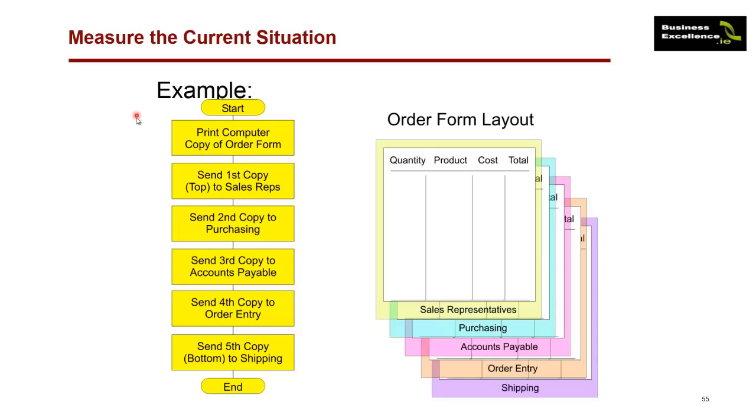So when the order is printed, they print the computer copy of the order form. The first copy goes to sales reps, the second copy goes to purchasing, the third copy goes to accounts payable, the fourth copy goes to order entry, and the fifth copy goes to shipping. And this is what the order form looks like. It's a carbon copy form, and on the form it has the quantity, it has the product, as in the product SKU number, 82862 for example, it has the cost, and it has the total number. And on the bottom of the form it has the department or function that uses that copy: sales, purchasing, accounts, order entry, shipping.